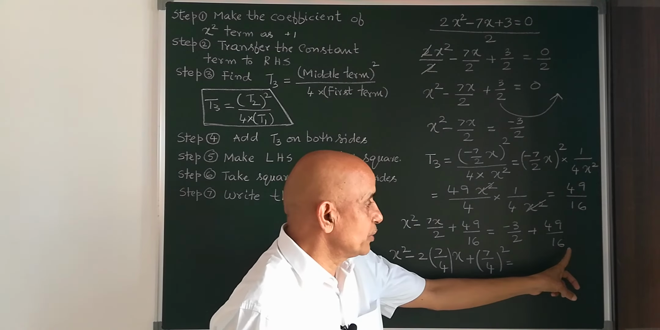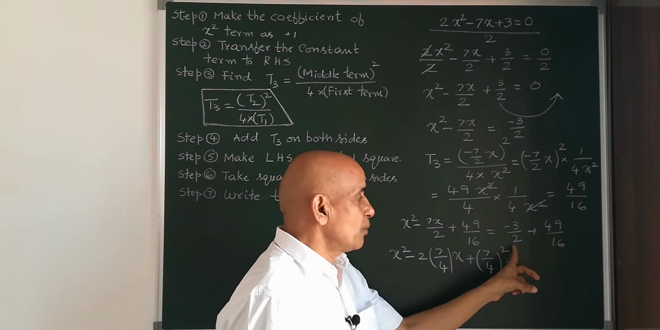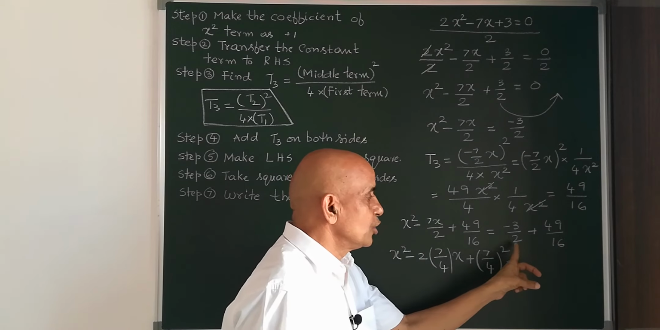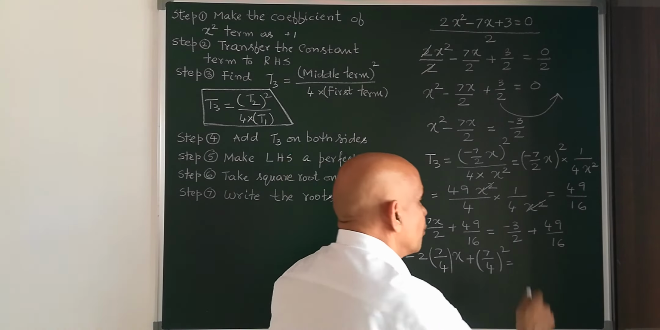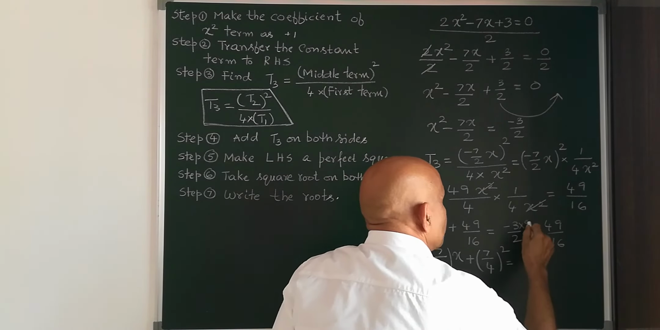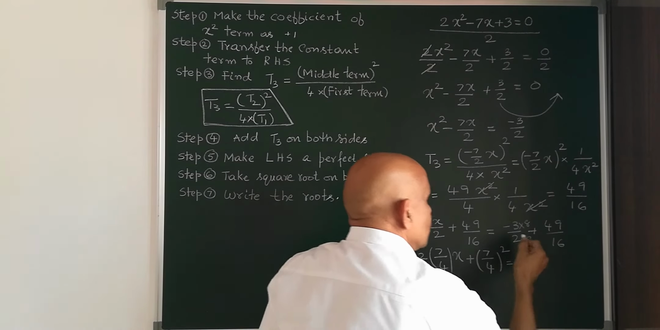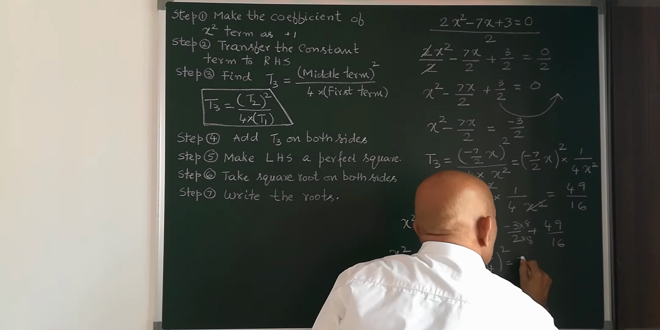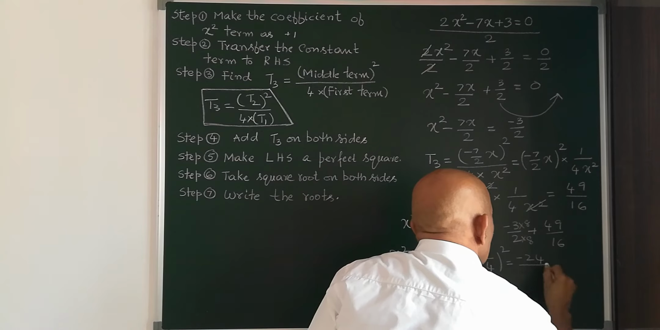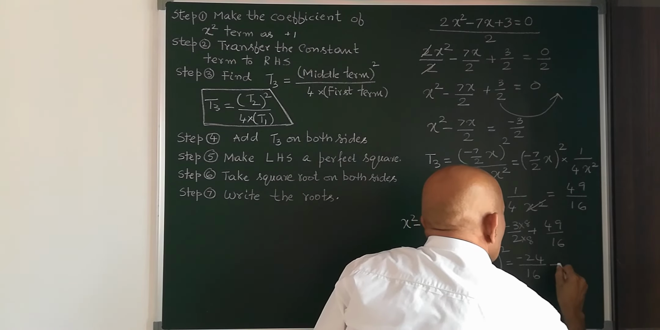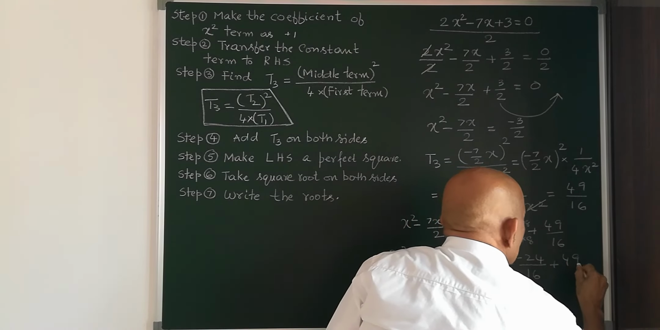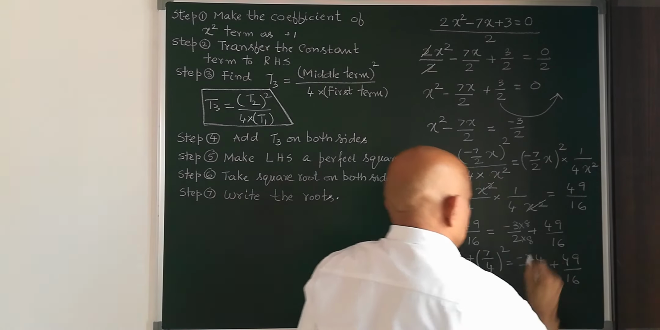Now here the denominator is 16, and this denominator is 2. We have to make this 2 also 16, so we will multiply both numerator and denominator with 8. So 3 8s are 24, minus 24 by 16 plus 49 by 16.